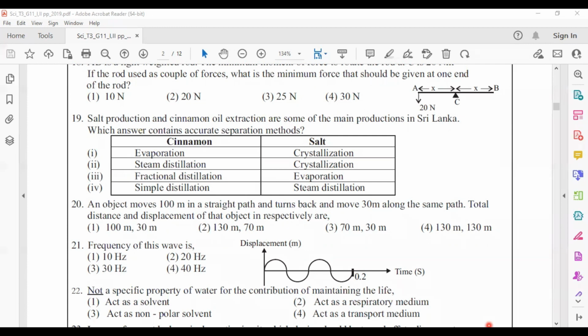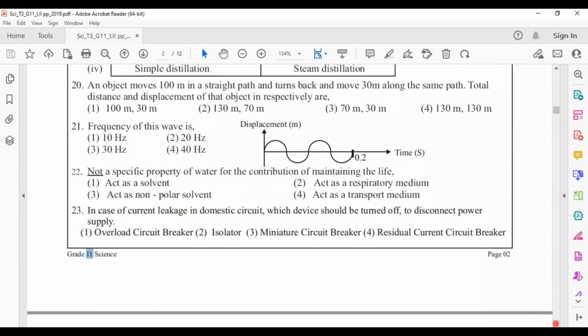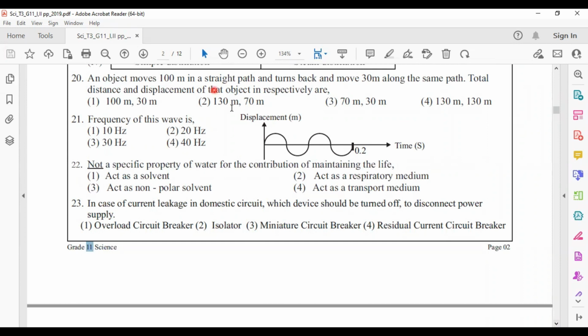Next one, you have to find the frequency of this wave. You know, frequency means the number of oscillations per second. Then here we'll see how many oscillations are there within this 0.2 seconds. And this one is one oscillation. And this one is another oscillation. There are two oscillations during 0.2 seconds. Then if there are two oscillations in 0.2 seconds, how many oscillations are there for the 1 second? By doing this calculation, we can take the answer.